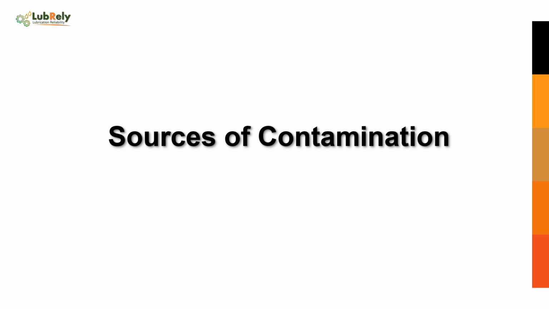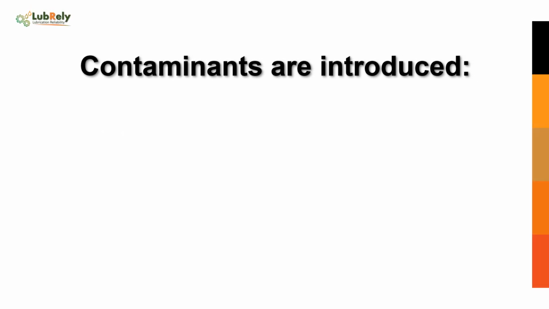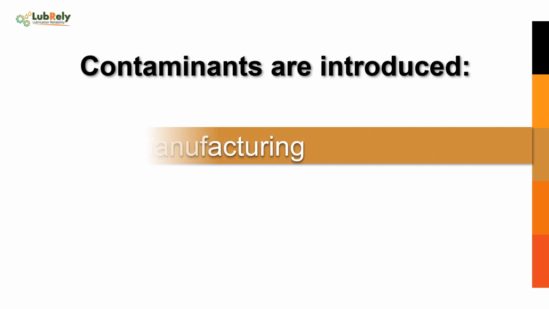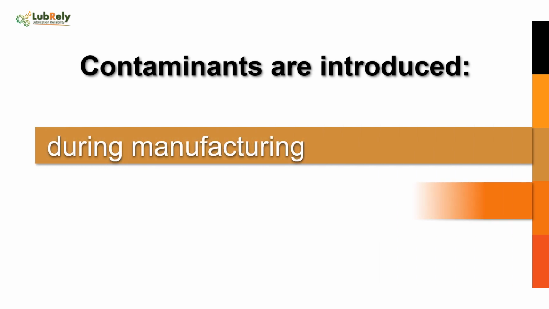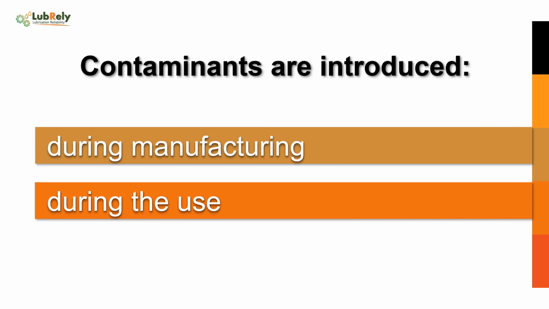The fact that we can see through air does not mean that industrial air is clean. And with clean we mean the cleanliness we need for the system. Summarizing. Contaminants are introduced during manufacturing, during the use, and from the environment.